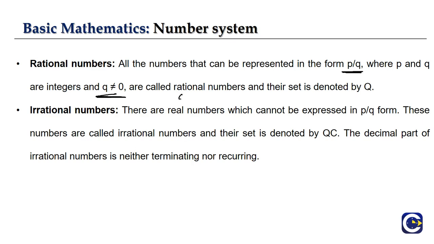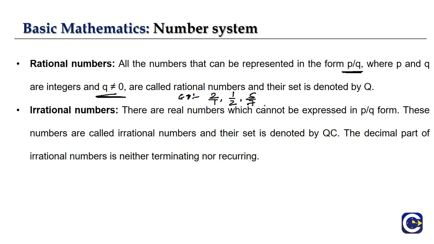If you see examples of rational numbers, if I write 2 by 1, it's a rational number. 1 by 2, it's a rational number. 5 by 7, it's a rational number. So the numbers which can be written or represented in the form p by q, where p and q are integers and q is not equal to 0, those particular numbers are called rational numbers.